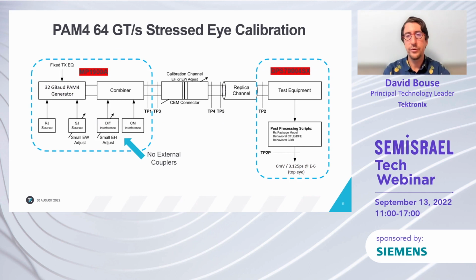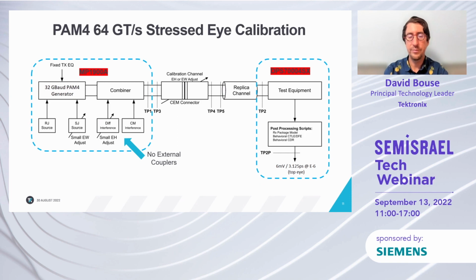So here's a view of the diagram showing all the different elements for calibrating the stress eye signal at 64 gigabits. And I'll step through a couple of the key elements here. So starting on the left is everything that's traditionally in the bit error rate tester, or BERT. So we have the ability to generate a 32 gigabaud PAM4 signal.